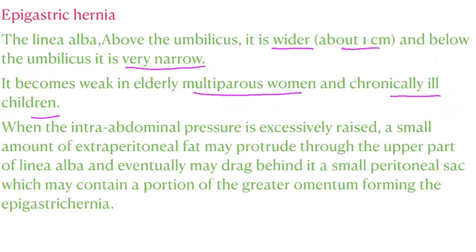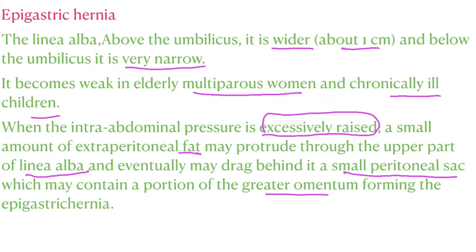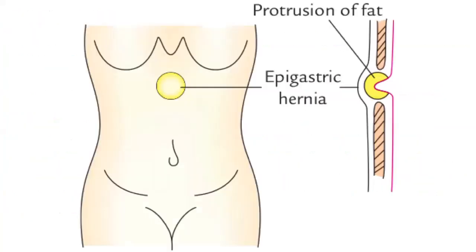When the intra-abdominal pressure is excessively raised, a small amount of extraperitoneal fat may protrude to the upper part of the linea alba and eventually may drag behind a small peritoneal sac which may contain a portion of the greater omentum, forming the epigastric hernia. So the epigastric hernia occurs in elderly multiparous women and weak, chronically ill children, right? So this is epigastric hernia, from the linea alba.